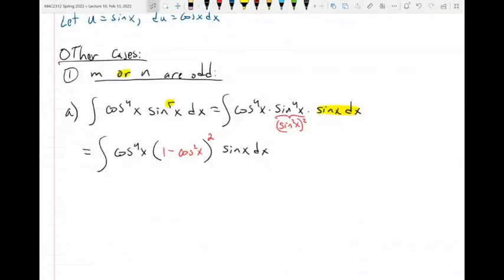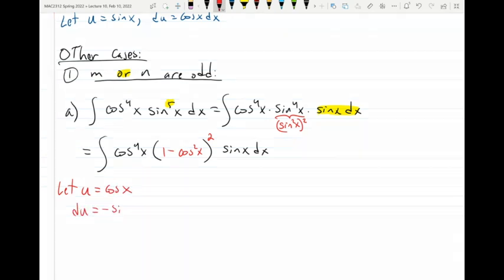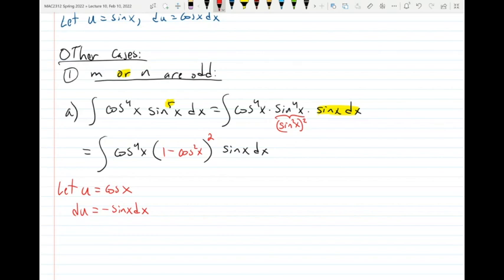All right, so if you have an odd power, that's why we take one, that will be our du, and then the other stuff we turn into the other function. So now we let u be equal to cosine, and therefore du is negative sine, and then we're good to go. So this now becomes the integral of u to the 4 times 1 minus u squared times negative du.